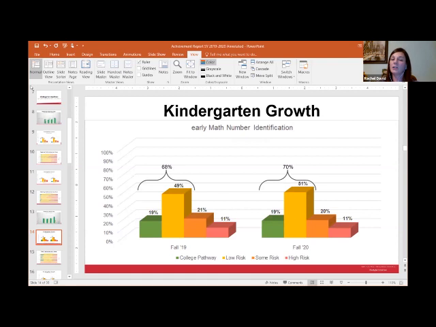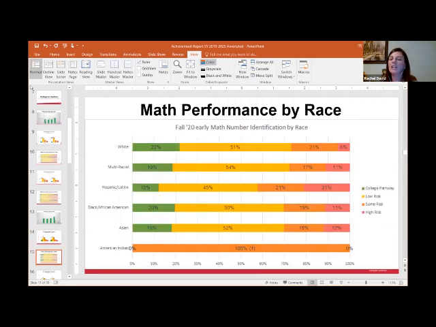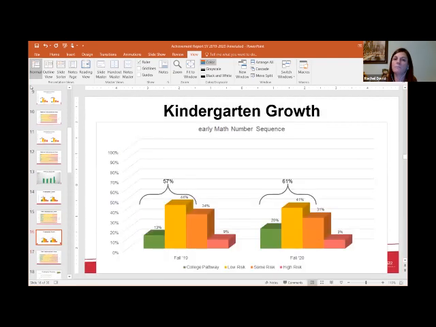We did take a look at our kindergartners' readiness as it relates to number identification, and we identified that there was a 2% growth there, as well as the fact that many of our student groups are performing comparably, as shown here in our number identification by race. The other subtest was number sequencing, and you can see a growth there.